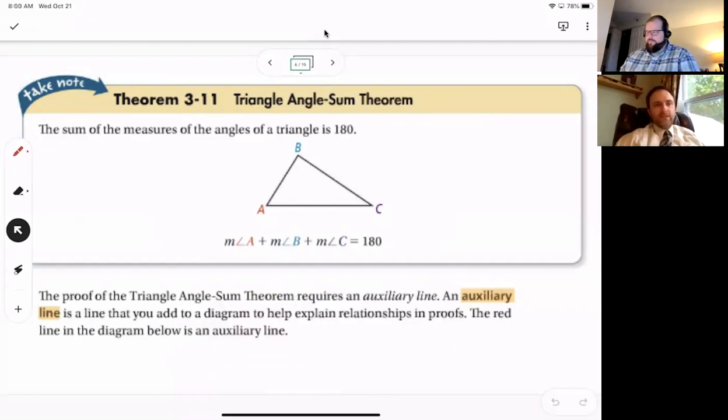So the sum of the measures of the angles of a triangle is 180 degrees, which is what Mr. Carlson was getting at. The proof requires an auxiliary line. That is a line you add. That sounds fancy, but it's not really that fancy. If we go to the next page, we'll talk about it for you.